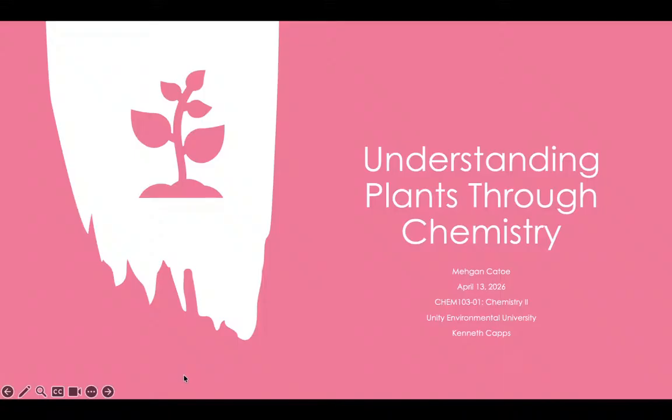Before we get into the plant side of things, I want to quickly explain the chemistry concept this assignment is focused on. This week, we're looking at something called colligative properties, which are properties of solutions that depend on how many particles are present, not what those particles actually are.